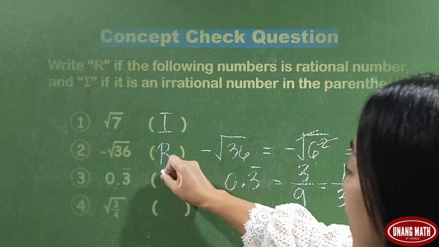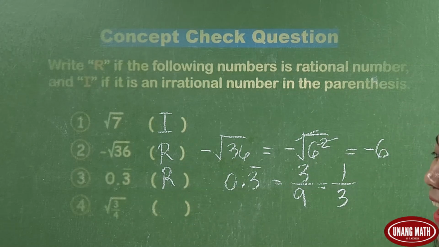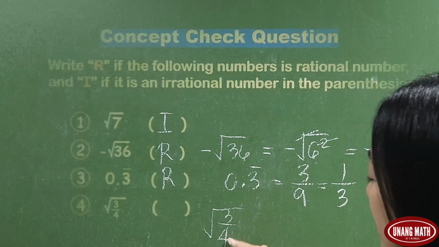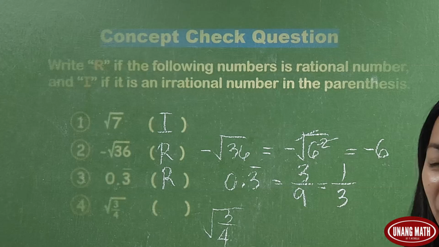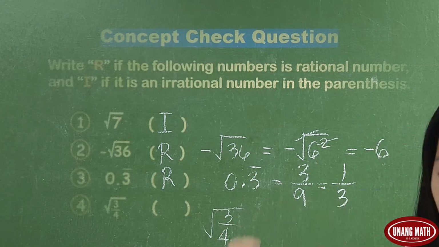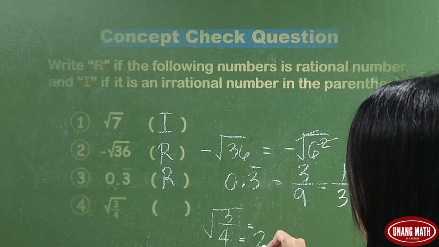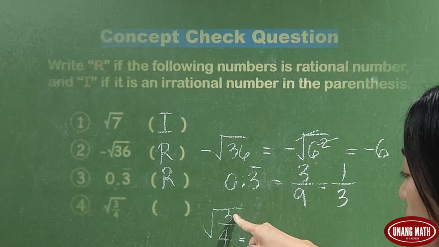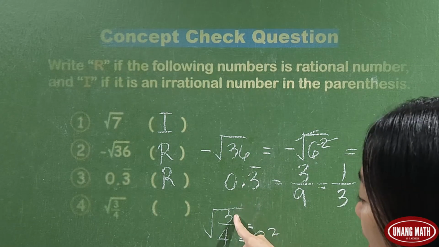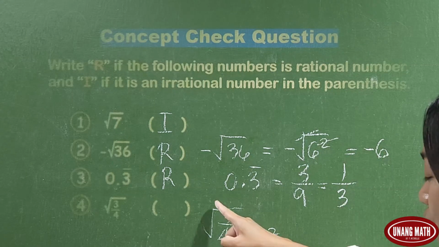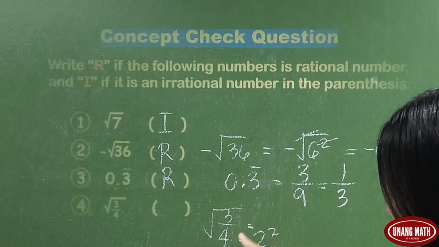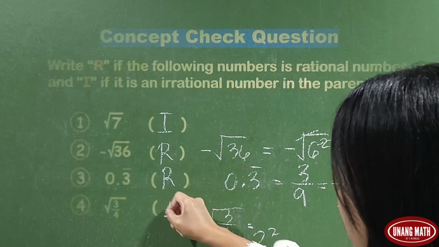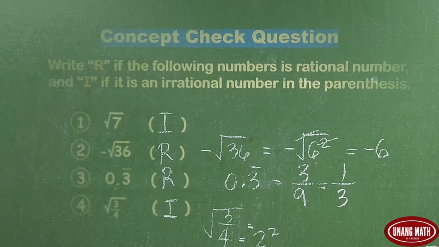And a fraction is a rational number. Okay, what about number 4? Square root of 3 over 4. This denominator 4 is a square number, but 3 is not a square number. So even if the denominator is a square number, if the numerator is not a square number, then this is still an irrational number, because if we get the value of square root of 3 over 4, it's going to be a non-repeating, non-terminating infinite decimal. So this is an irrational number.